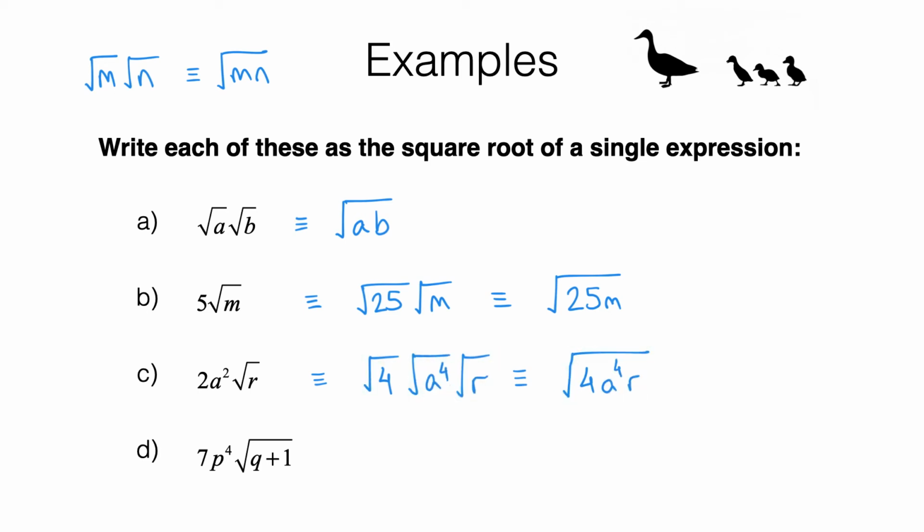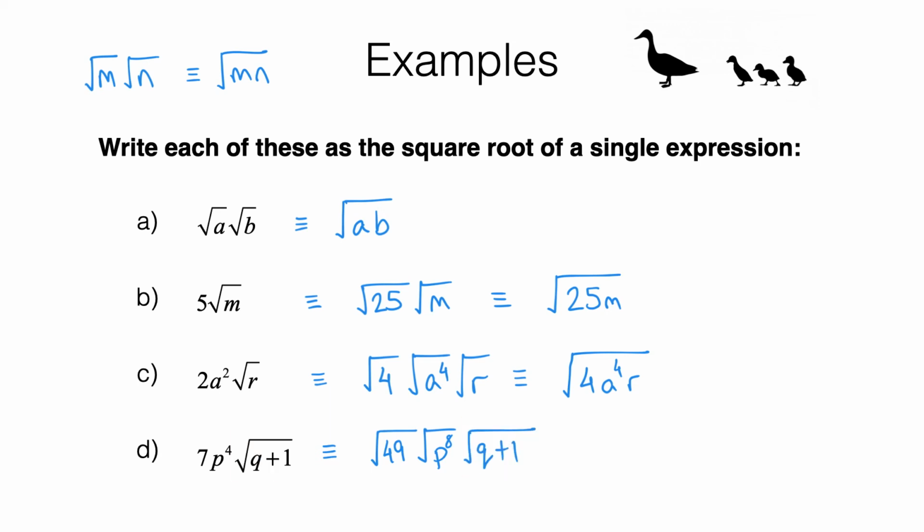Finally, we've got question D. Again, we've got a product here. We've got 7 multiplied by p to the power of 4 multiplied by the square root of q plus 1. However, the 7 and the p to the power of 4, they're not under a square root symbol themselves, so we can't use this rule up here just yet. But that's fine. I'm going to rewrite the 7 as the square root of 49. I'm going to rewrite p to the power of 4 as the square root of p to the power of 8. And we're multiplying that by the square root of q plus 1.